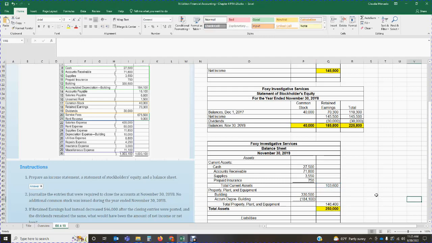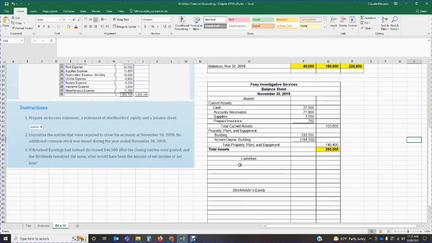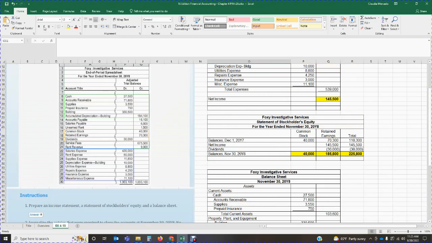Okay. So the balance sheet, remember you have to break it down into two sections, current assets and property, plant, and equipment. Don't forget to deduct your accumulated depreciation from each of your assets to calculate the book value of the asset. Okay.